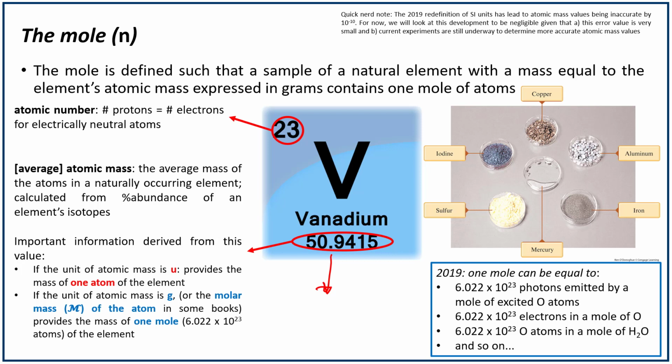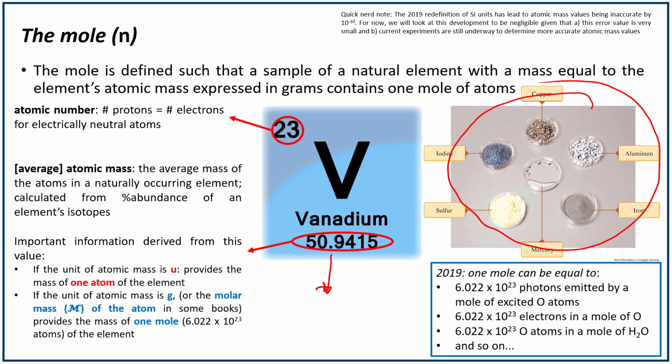Now, the term molar mass is actually more generic. We use it more for compounds. But for this chapter, we're going to use them interchangeably, atomic mass and molar mass, at least for the elements. Now, all of these have different masses, but they all are equal to 1 mole.